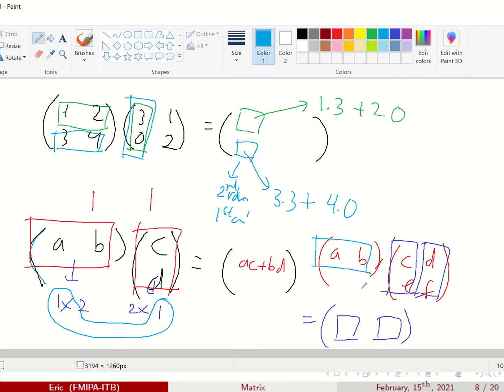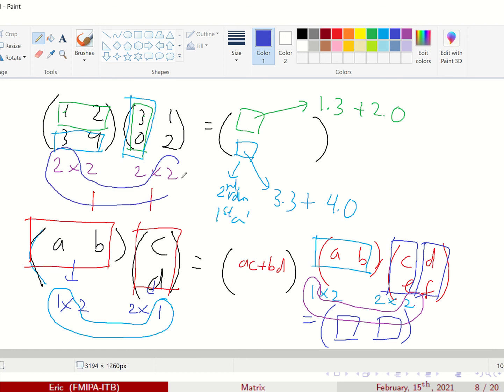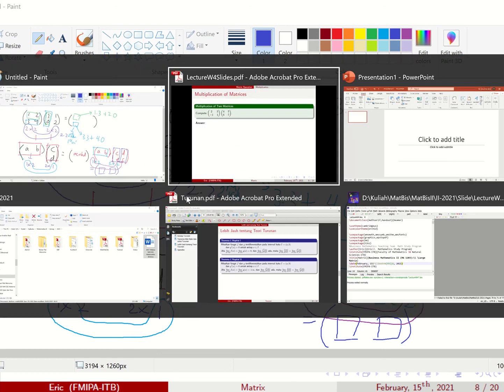What about this one? This is 1 times 2. You multiply with 2 times 2. So the result will be 1 times 2. What about this one? This is 2 times 2 with 2 times 2. So the result should be 2 times 2. Okay, you can look at it fast like this.